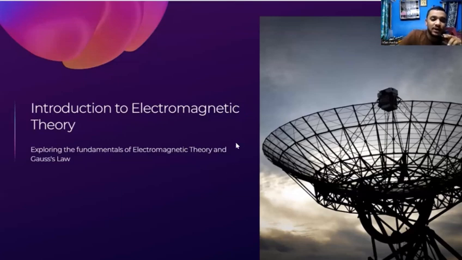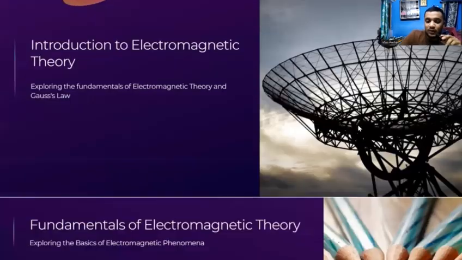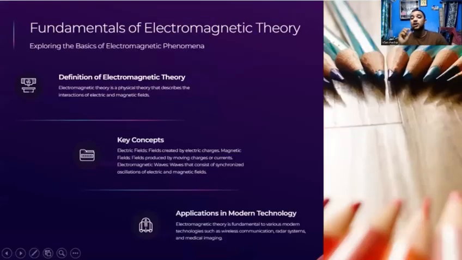Introduction to electromagnetic theory, exploring the fundamentals of electromagnetism and the Gauss law. On to the next slide. What are the fundamentals of electromagnetic theory? What are the basics? Before we start anything, it's very important for us to understand the basics of what we are going to start, right? So, the definition of electromagnetic theory is: electromagnetic theory is a physical theory that describes the interaction of electric and magnetic fields. Simple. Anything which describes the interaction between an electric and a magnetic field together is an electromagnetic theory.